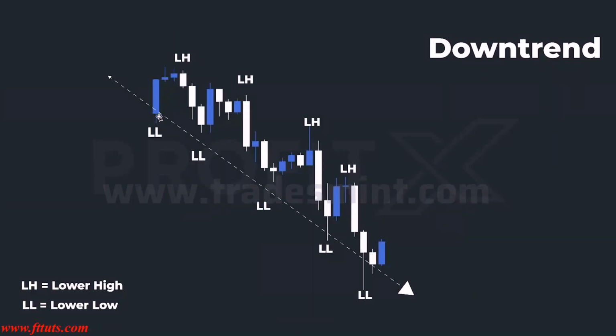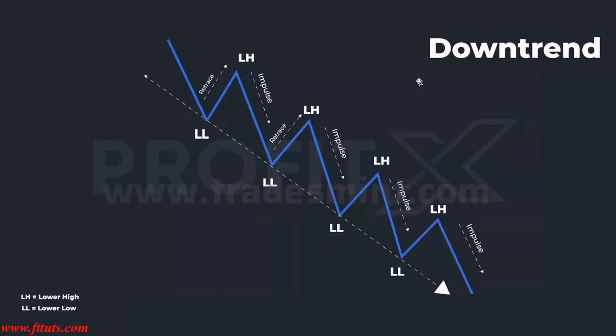Okay. So if you see there's a low, price comes up for the retracement and then the impulse down. Lower high here, down. Okay. Market sells down. Comes back up here, market sells again, lower low. Comes back here, lower high, market sells, lower low. Okay. So likewise, like the uptrend, when the market is downtrending, you have impulse and retracement as well.